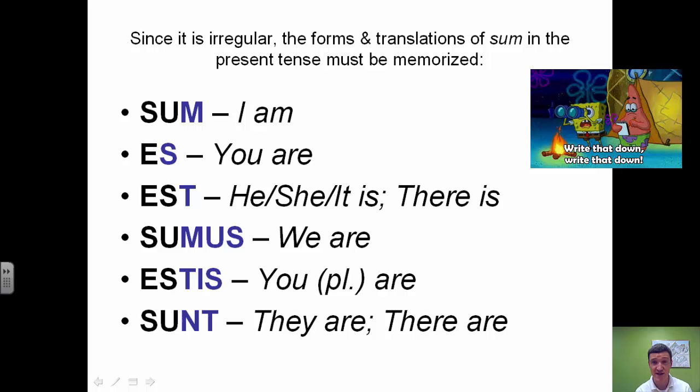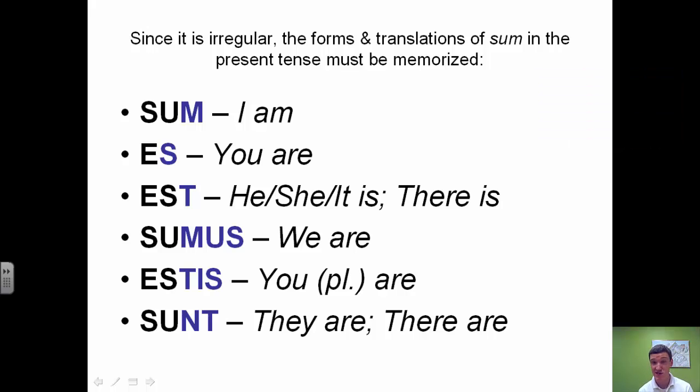We see a bunch of different stems, right? I see SU used 3 times. I see E used once. I see ES used twice. It's just odd, right? I would love to have a consistent stem, but that's the nature of being an irregular verb. So again, sum, es, est, sumus, estis, sunt. Commit that to memory. That's super important.